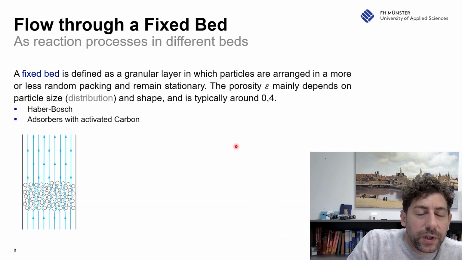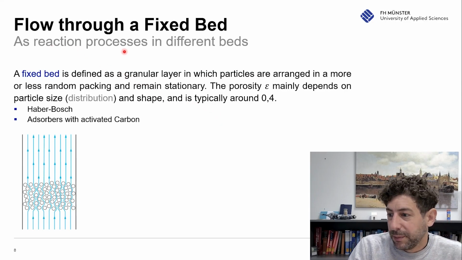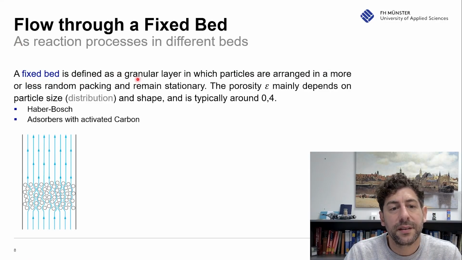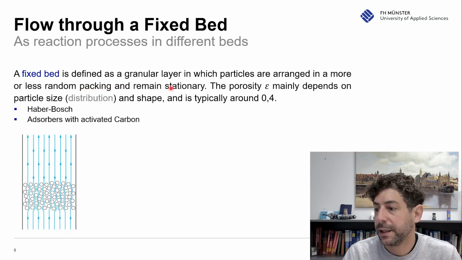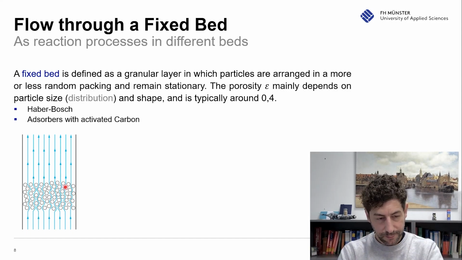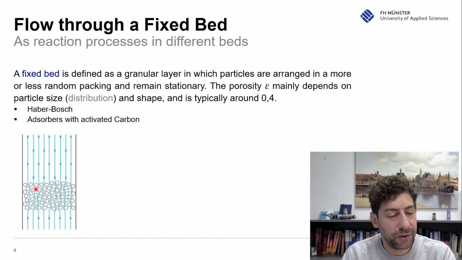So we have also reaction processes in chemical engineering, right? So there are chemical reactions, and these reactions are in different types of beds. And one type is a fixed bed. So we have a flow through a fixed bed, and the fixed bed is defined as a granular layer in which particles are arranged in a more or less random packing and remain stationary. So here we have a fixed bed. The particles are randomly oriented. There is no fixed order how they are positioned, and the fluid, as you see in this very nice GIF, runs through it, and the porosity mainly depends on the size distribution and shape.